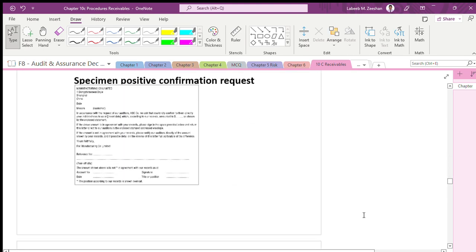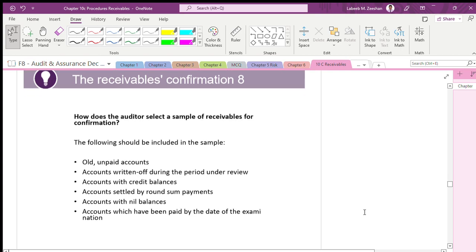They gave you a sample of that, is it right? How does the auditor select a sample of receivables confirmation? What are the various points that have to be taken into consideration? From which type of customers do they want to receive confirmation? The customers who are old and who have not paid, the customers whose accounts have been written off during the period under review, and the accounts with credit balances. From these people you have to get return confirmation. Understand the point? Accounts settled by round sum payments.